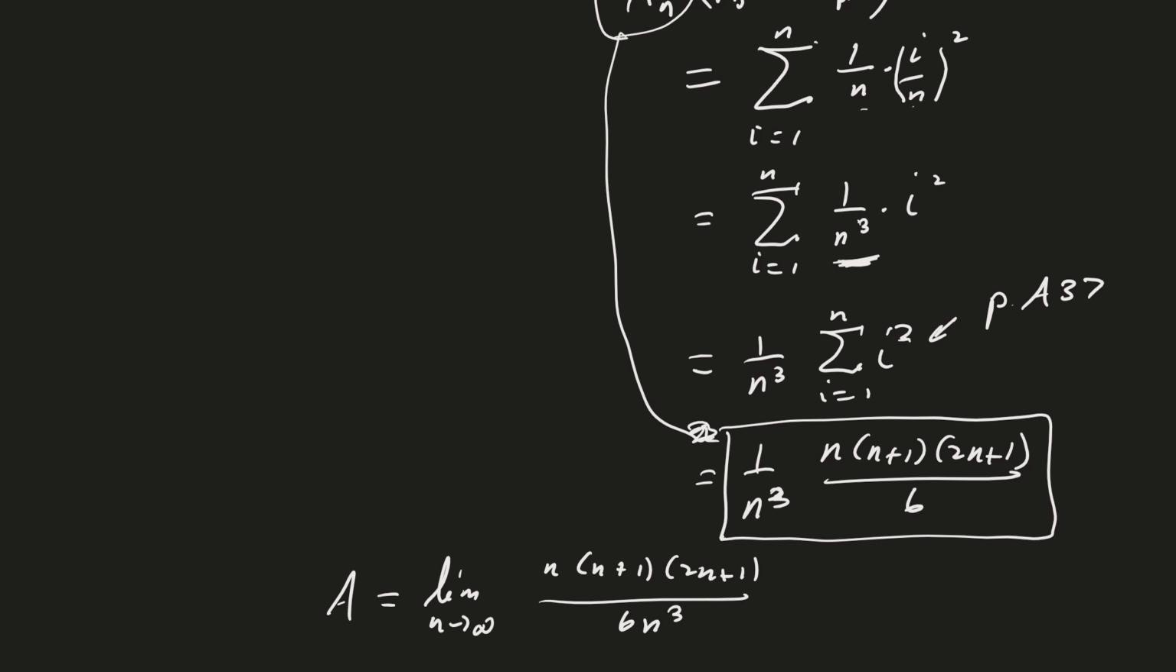So if you look at the leading term of the numerator, it's 2n cubed divided by 6n cubed. And so this is going to end up going to 1/3. You could expand this out and use L'Hopital's rule if you wanted to, or you could divide top and bottom by n cubed.